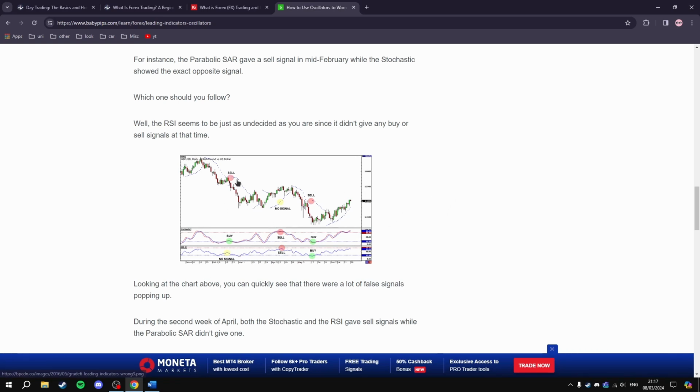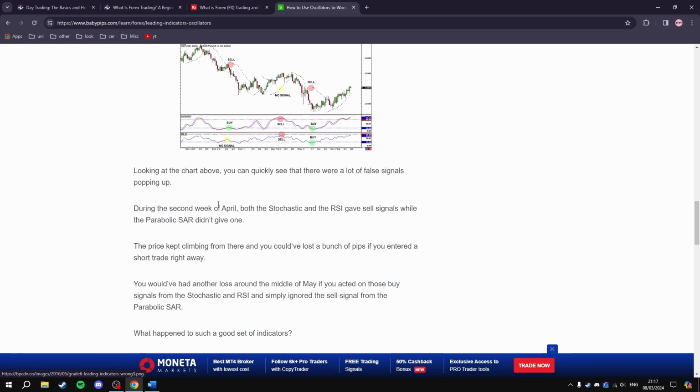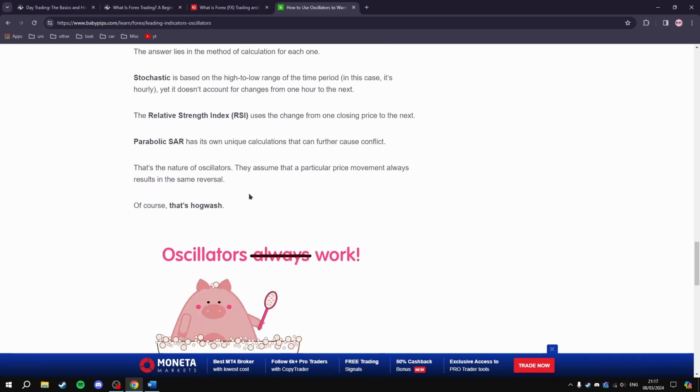So for example in here, one indicator is giving you a sell signal, one indicator is giving you a buy signal, and the other indicator is not giving you any signal at all. So just be cautious of that.